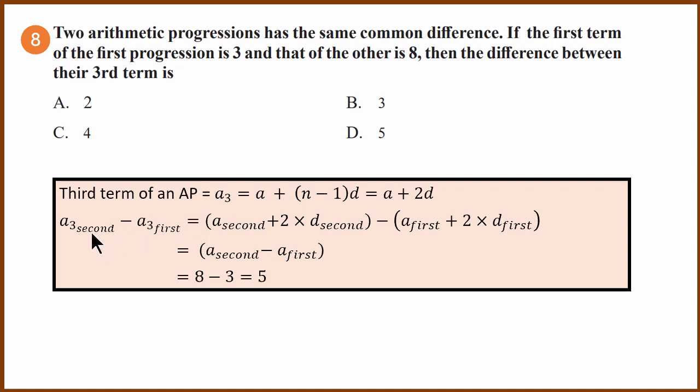Now, the difference between their third terms. That means the difference between the third term of the second progression and the third term of the first progression. Using this formula, it is A of second plus 2D of second, minus A of first plus 2D of first. But we know that D is the same because they have told us the common difference is the same for the two progressions, which means this term cancels. This is 2D, this is 2D, so they cancel. You are left with A of second minus A of first.